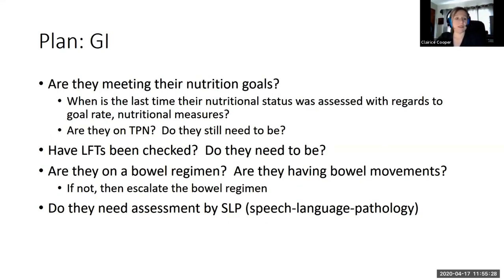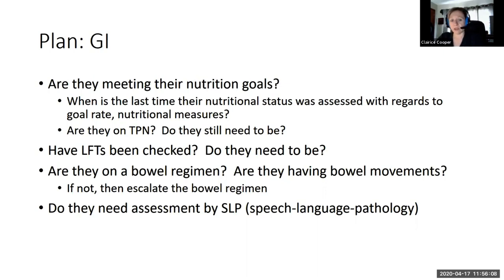From a GI standpoint, you want to look at whether the patient is meeting their nutrition goals. So when is the last time their nutritional status was assessed? And that is with regards to their goal rate as well as other nutritional measures. Prealbumin is far from perfect, but we don't have a lot of great measures. So you do want to check that every so often. And you want to make sure that they're on the appropriate nutritional formula if they're on tube feeds in the context of their comorbidities and the status of their hospitalization.